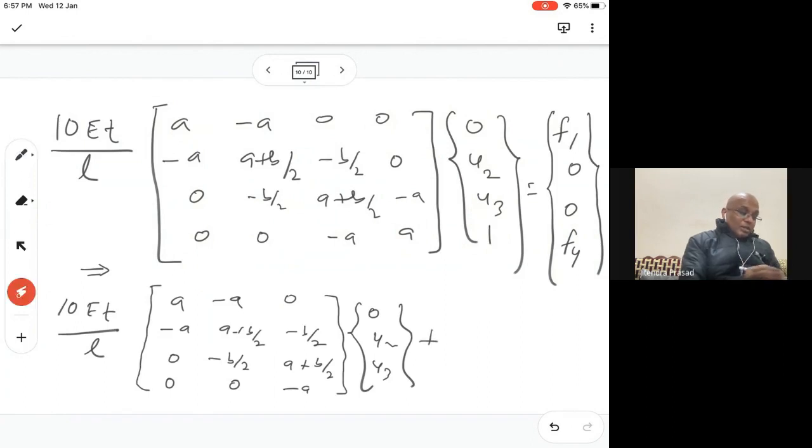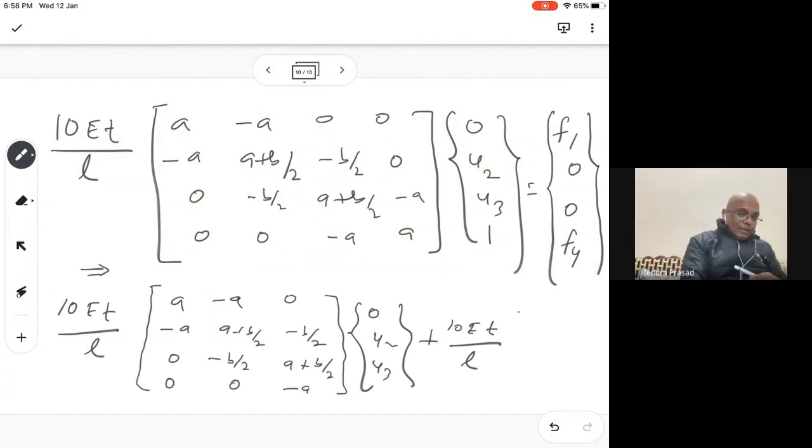plus, now what you are doing? The first equation, if you see, first equation is this multiplied by this. So this multiplied by this plus this multiplied by this. Now this one I'm taking away basically. Yeah. So this will be 10 ET over L.